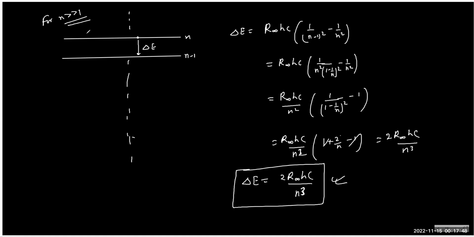Understood? And basically this is 2 into 13.6 by n cube eV. So it is how much? 27.2 by n cube.